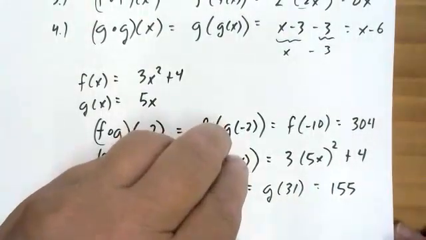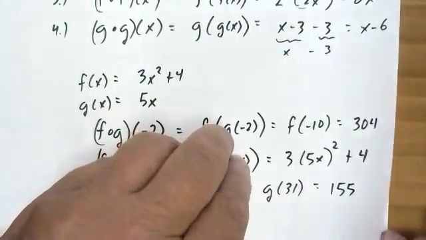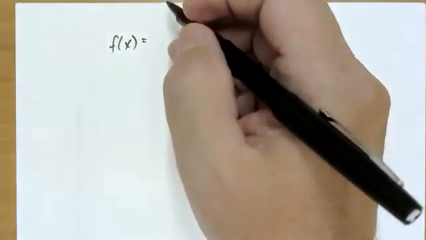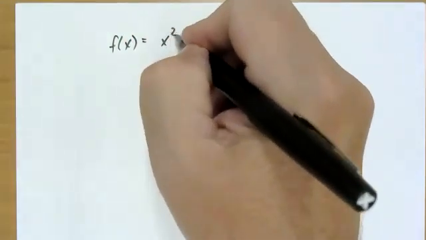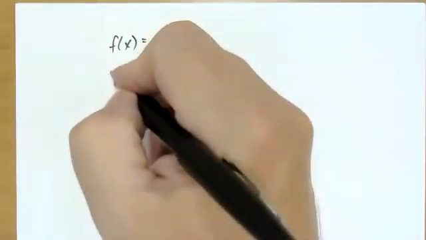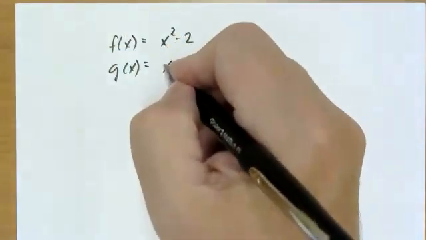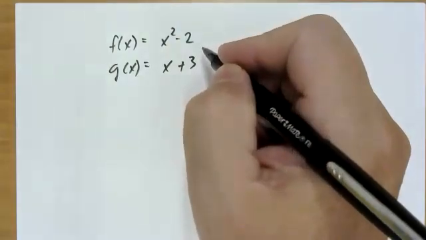Here's a problem. You'll have a problem like this in your homework. Let's just do it real quick. One more sort of composite function problem. What they do here, they give you a function for f of x, which is x squared minus 2. And they give you a function g of x, which is x plus 3.